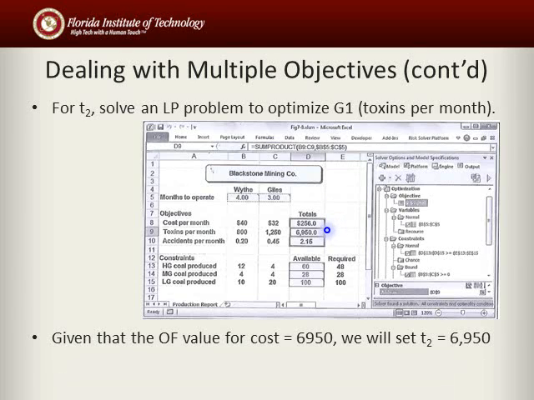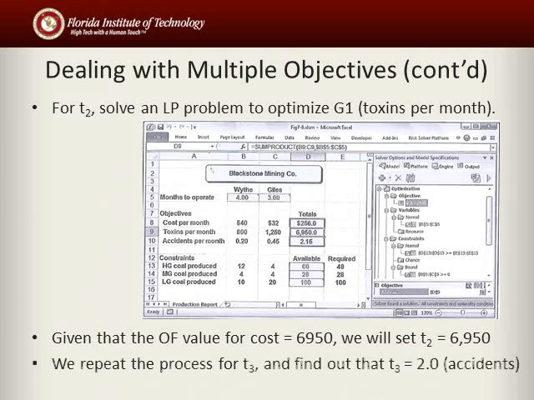We already set up T sub 1 in the previous slide. Now we set up the target value for goal number 2, and if we do the same thing for target number 3, we'll run another linear programming formulation and attempt to optimize only this accidents per month objective. If we do the same approach, we're going to find out that T sub 3 is set at 2. So we have our target values. Target value T1 is going to be 244, T2 is going to be 6,950, and target number 3 is going to be 2.